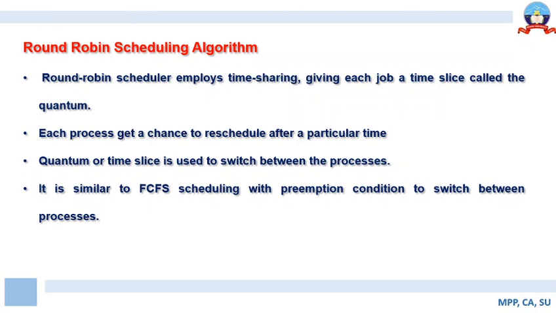The round robin scheduling algorithm employs time sharing among the various processes in the process list, where each process is given a certain time slice, called the quantum. Each process gets a chance to reschedule after a particular point in time, and the quantum is used to switch between the processes.